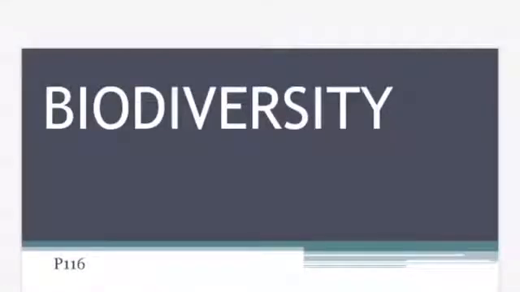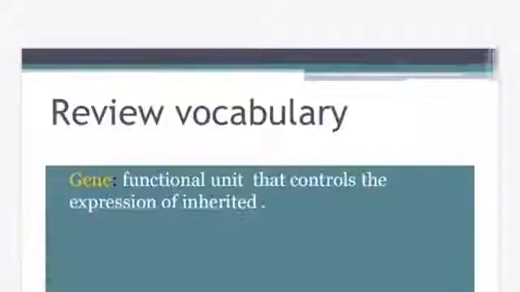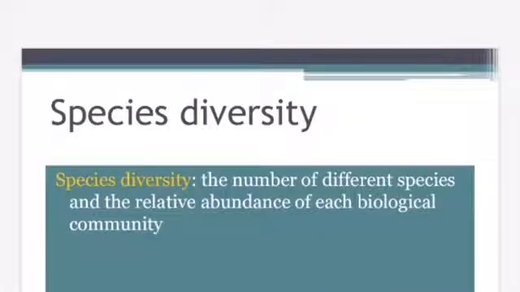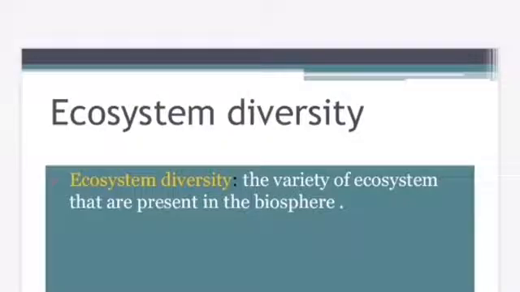Okay, student, our lesson today is biodiversity, page 116. Review vocabulary. Gene is a functional unit that controls the expression of inherited. What is biodiversity? At first, extinction is a member of species dies in process. Second, biodiversity is the variety of life in an area that is determined by the number of different species. Species diversity. Species diversity is the number of different species that is relative abundance of each biological community. Ecosystem diversity. Ecosystem diversity is the variety of ecosystems that are present in the biosphere.